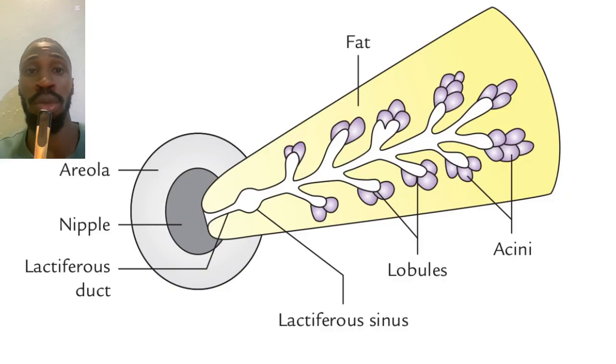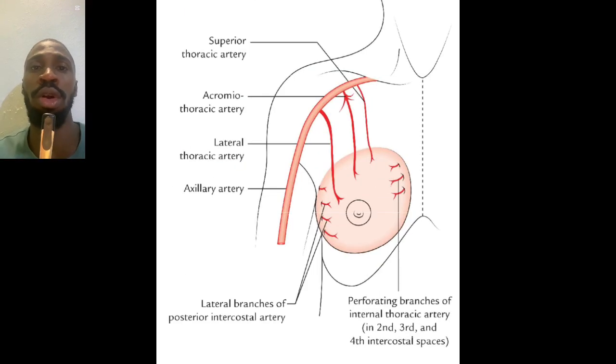So the next is the blood supply to the breast. So what is the blood supply to the breast? So you don't forget the mnemonic PIA.